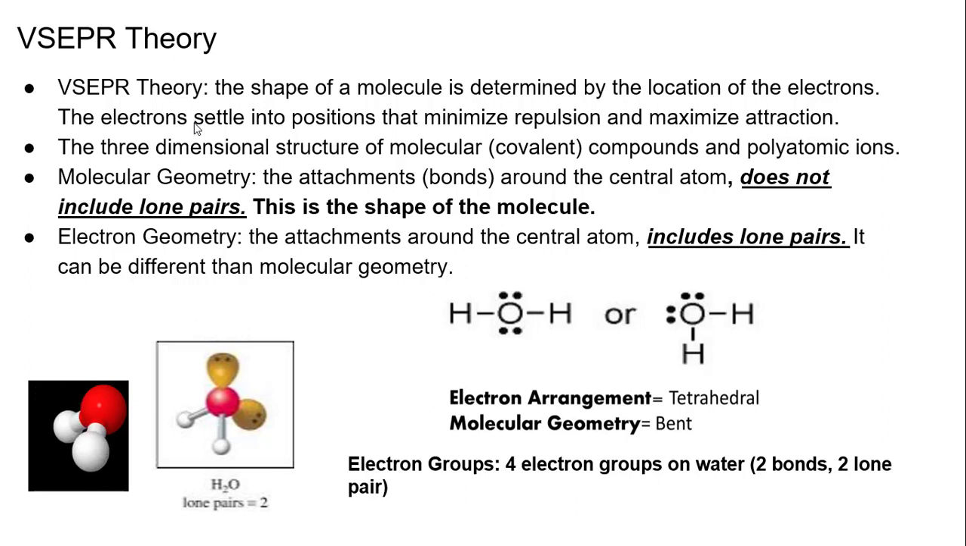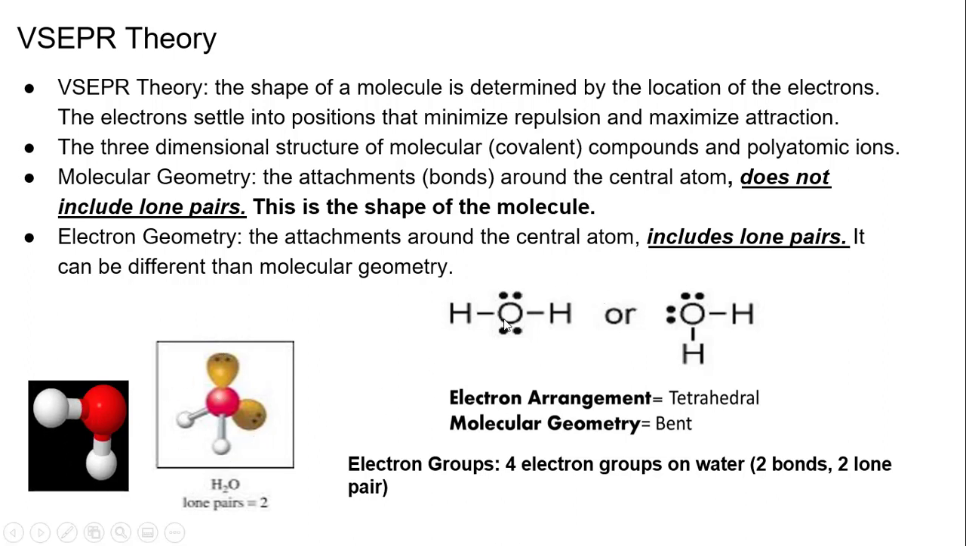If you have lone pairs on the center atom of a molecule, the molecular and electron geometry are not going to match. If you have nothing but bonds, no lone pairs on the center atom, the electron geometry and molecular geometry will match. Okay, so I want to show you here how specifically this looks.